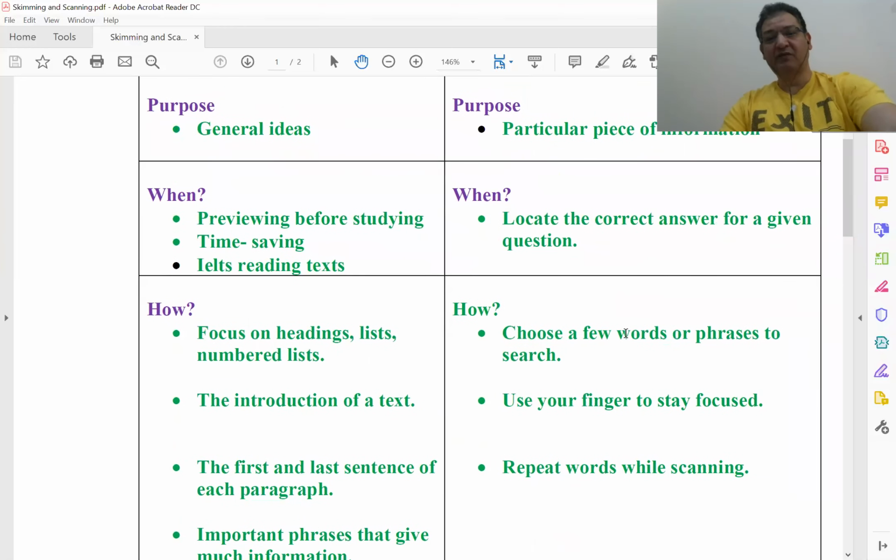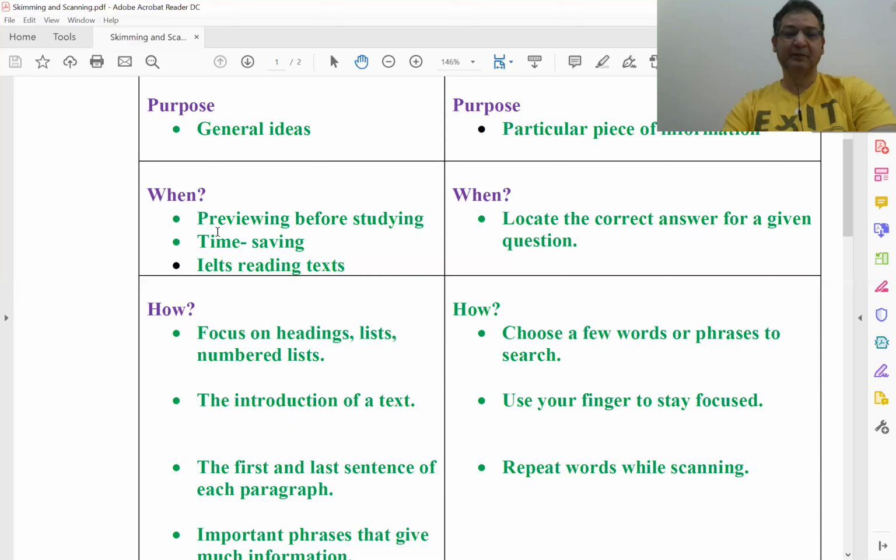Now, we have to focus on two major elements when we try to better understand skimming and scanning. You have to understand when you do skimming and when you do scanning, and how. How do you do skimming and how do you do scanning? Now let's start with skimming. When do we use skimming as a technique to speed your reading? You use skimming when you want to preview before studying. If you want to preview before studying, you depend on skimming.